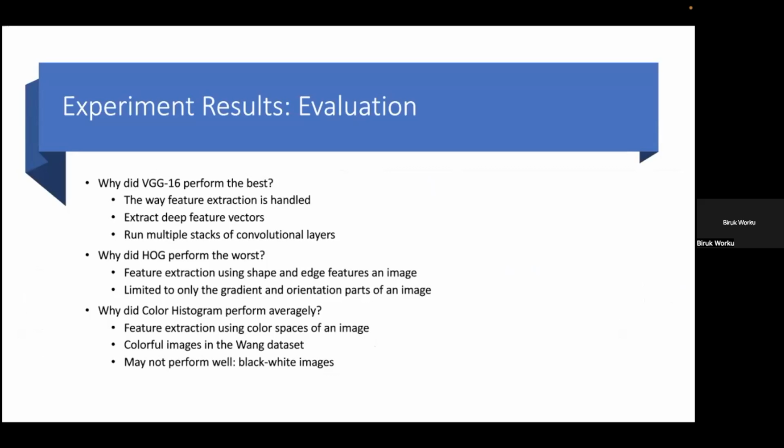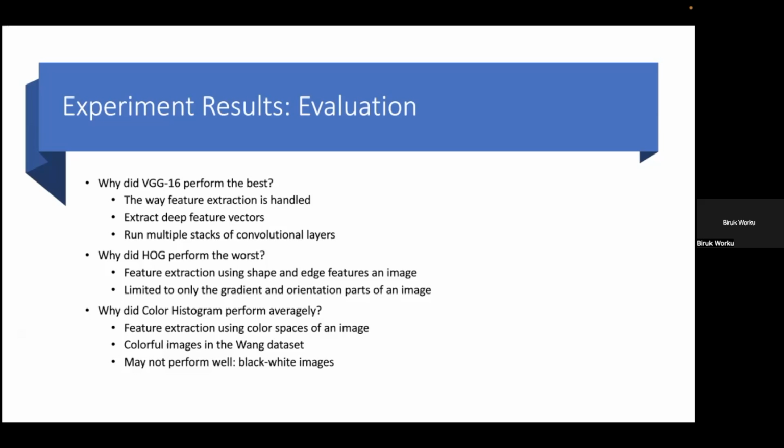So why did VGG16 perform the best? The reason VGG16 performed best on retrieving similar images could be credited to the way it handles feature extraction. It can extract deep feature vectors by running the image through multiple stacks of convolutional layers. Why did HOG perform the worst? HOG handles feature extraction by processing the shape and edge features of the images. This limits the calculation of feature vectors to only the gradient and orientation of parts of the image, producing a very weak performance on retrieving similar images to the query image.